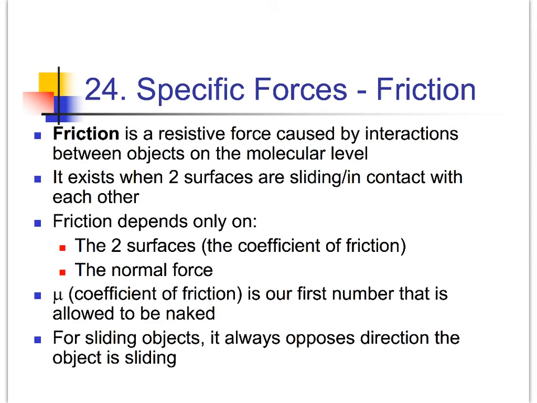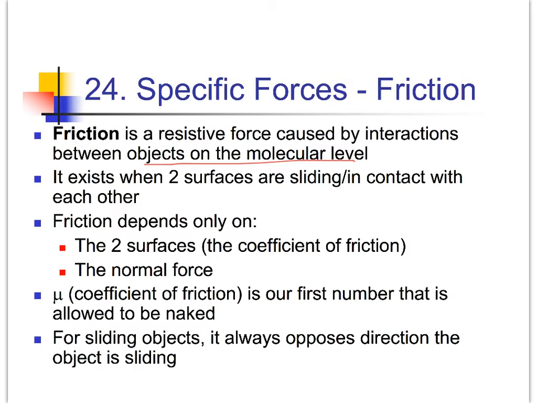Moving on here to friction, which is our next specific force that we're going to talk about. So friction is a resistive force, as you guys know, and really it's caused by interactions on the molecular level. Ultimately, when two objects are sliding or in contact with each other, the atoms and molecules in the one object interact with the atoms and molecules in the other. And that's what ultimately leads to that force of friction, those interactions on that microscopic scale.